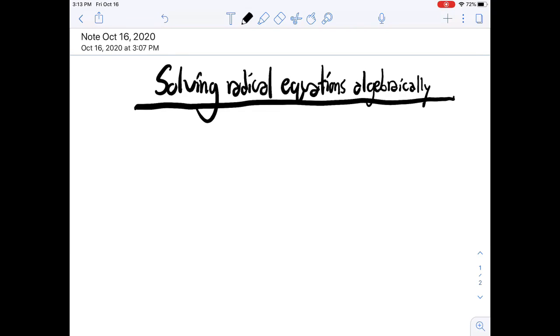Today we're going to talk about solving radical equations algebraically. Let's say we need to solve this: the square root of 6x is equal to 12. First, we're going to get rid of the radical sign. And to do that, we're going to square each side.